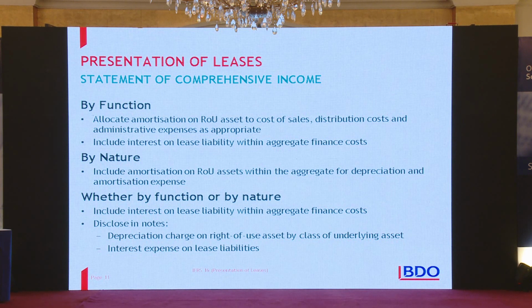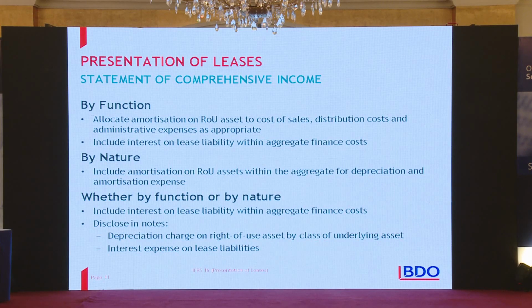Wherever the amortization of right of use assets is presented in the P&L, the interest costs must still flow through to the finance cost line. That's a requirement of IAS 1 as well as the presentation requirements under this standard.